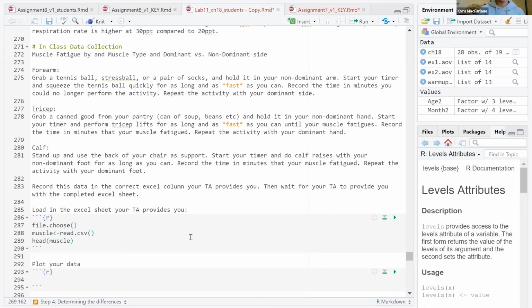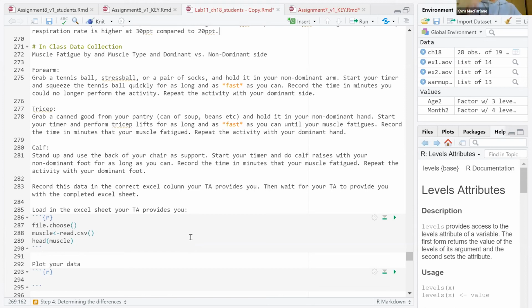We're then going to do that with triceps. So use like a can of soup, beans, something kind of heavy-ish. You're going to do tricep raises. So put your arm behind your head, lift up, and you're going to kind of do this as quick as you can until your muscle starts to burn.